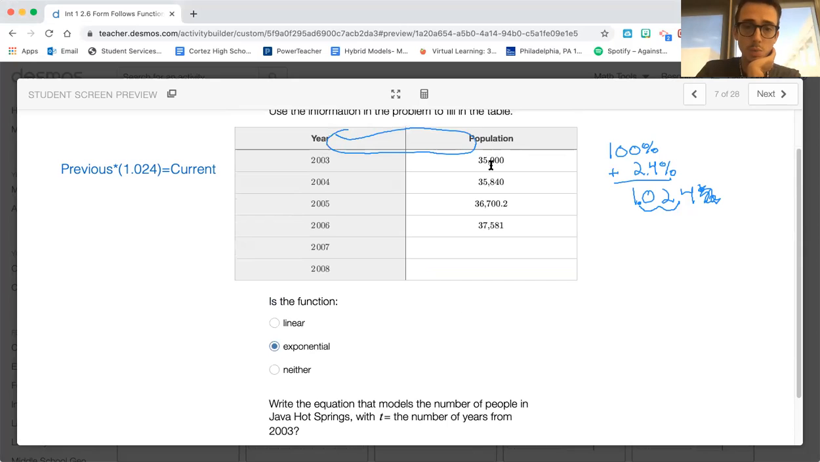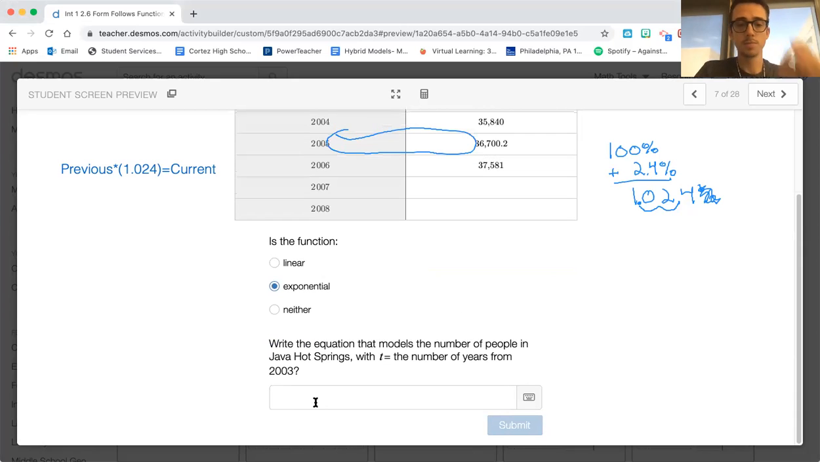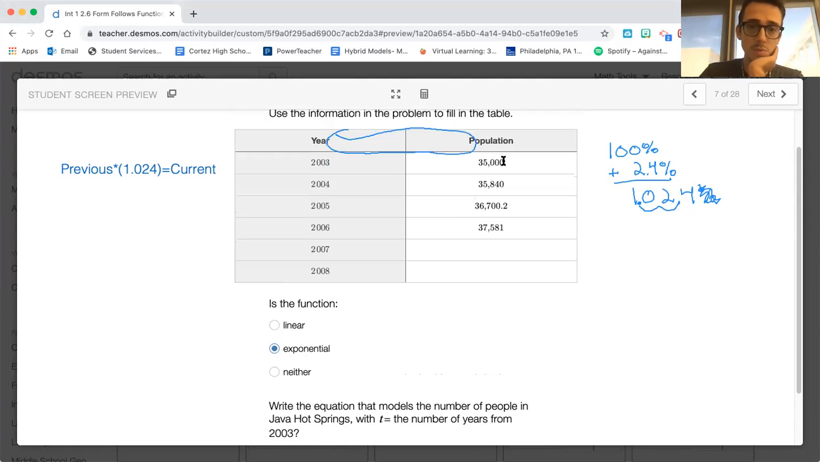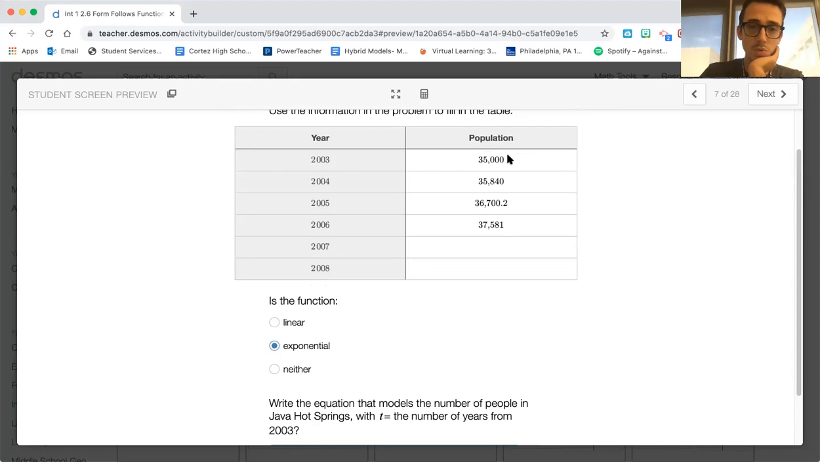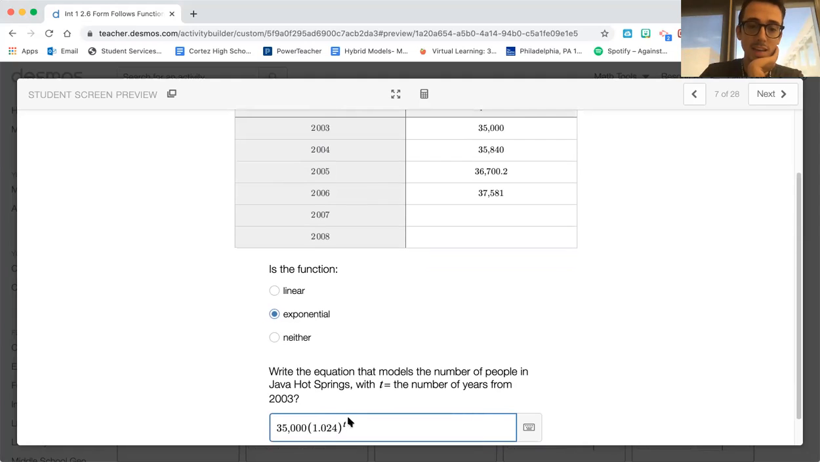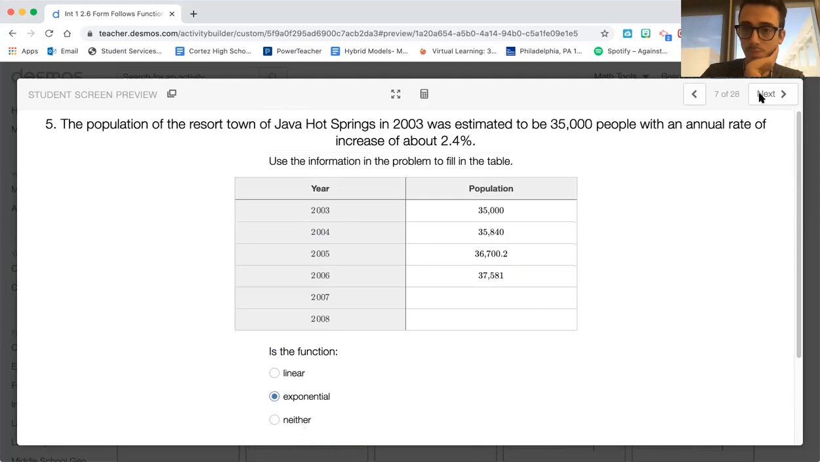Well, our starting term was 35,000. I kept multiplying it with 1.024, and I kept doing that t times. So it's exponential because it keeps multiplying. The equation, again, is using our starting term, which was 35,000, keeps multiplying with 1.024, and that occurs t times.